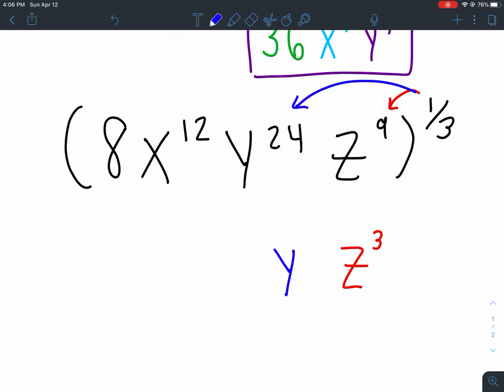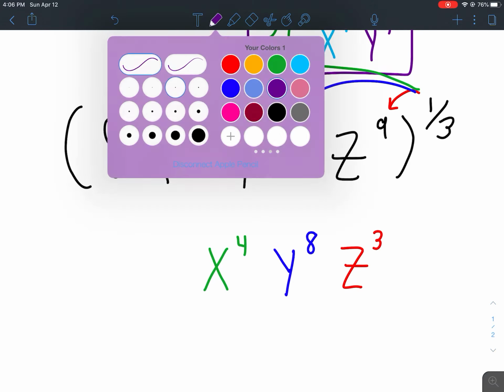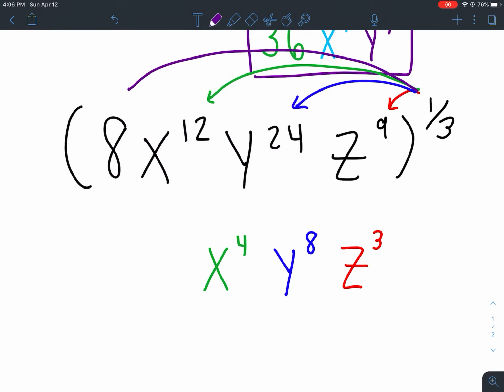Then y to the 24th times 1/3, right? So it'll be y, and then 24 times a third is 8. And then we have x, 12 times a third is 4. Remember, we're multiplying here, not adding. And then lastly, we have our base of 8 here, 8 to the 1/3. You don't want to do 8 times a third because, again, 8 is not an exponent. You're not multiplying a base to an exponent.